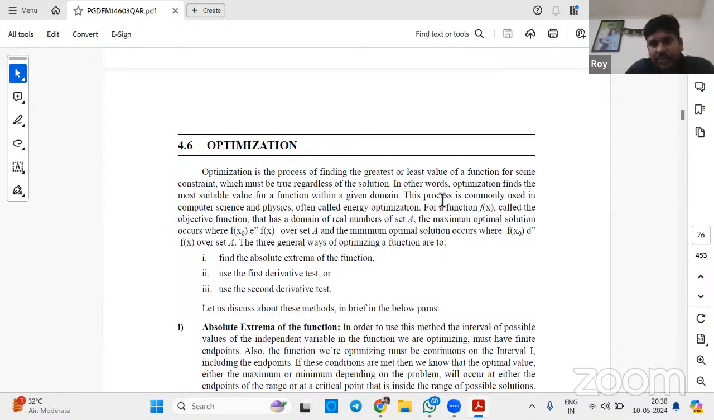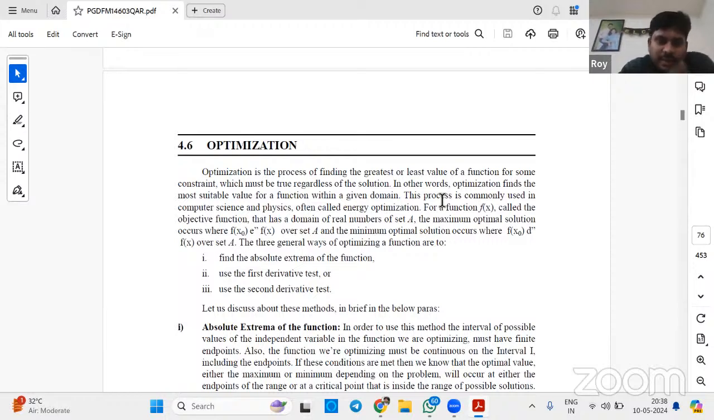In other words, optimizing finds the most suitable value for a function within a given domain. In the particular domain or particular area, it will represent it and find out the given domain value in the function. The process is commonly used in scientific computer science and physics, often called energy. F of x is also called the objective function, the domain of real numbers of set A.